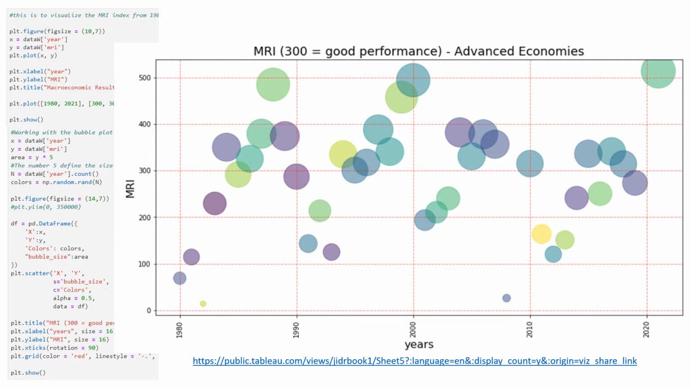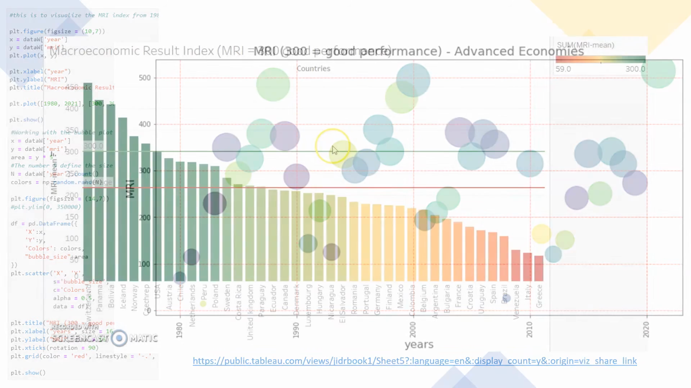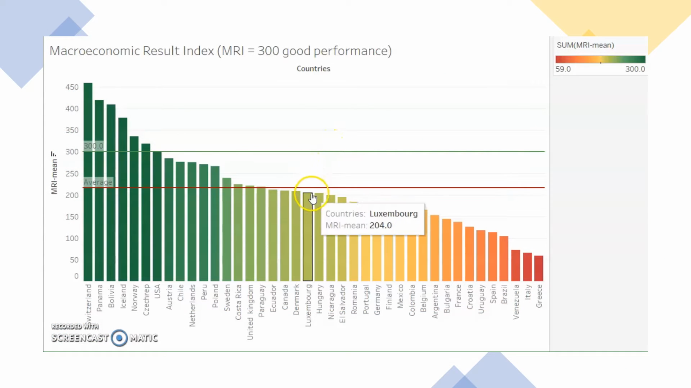Now, I'd like to show you the performance of 40 countries around the world. But let's change to Tableau at this time. And here you can see the performance of each one of them. As a reference, we have the average with 216 and the 300, which I consider a good performance. And also we have here the lowest MRI with 59 for Greece.